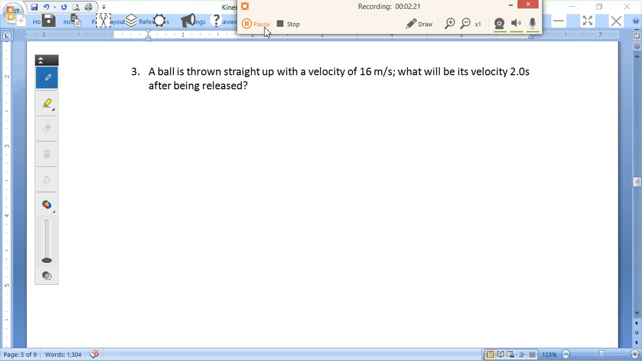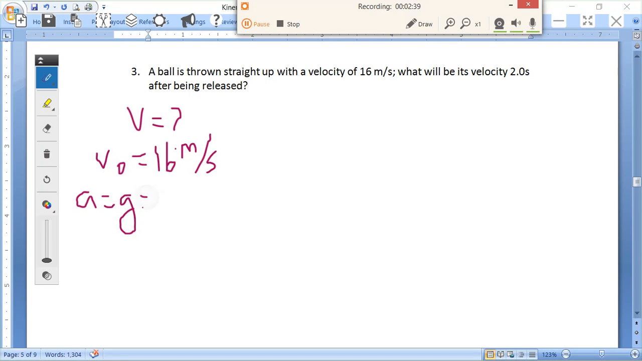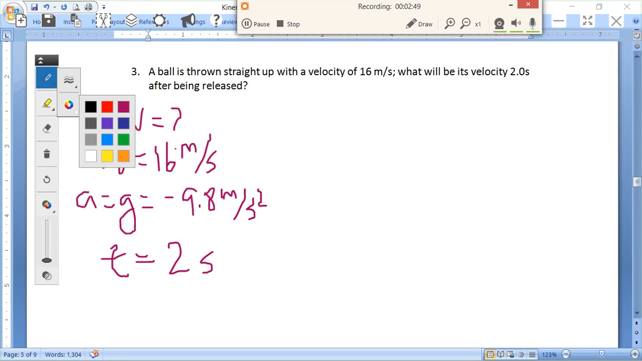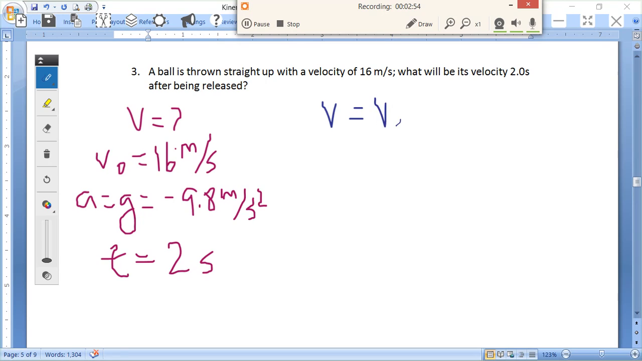The ball is thrown straight up with a velocity of 16 meters per second. What will its velocity be 2 seconds after being released? So we're looking for v, that's our question. Our v0 given is 16 meters per second. Acceleration is equal to the force of gravity, which is equal to negative 9.8 meters per second squared. Time given is 2 seconds. I am going to make use of kinematics equation number 1. v equals v0 plus at.